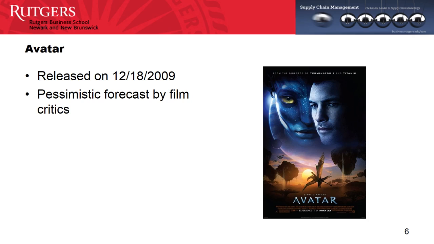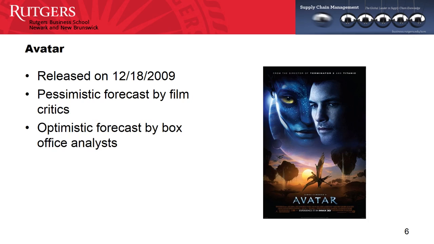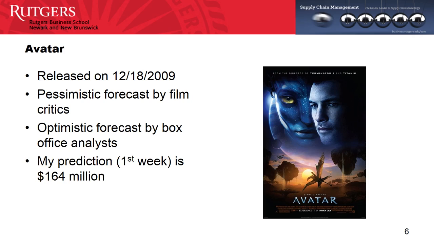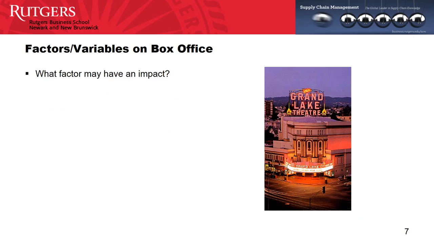Some film critics looked down on this movie due to its dark blue color. Some other box office analysts made actually quite an optimistic forecast. I'm not an expert in the movie business, but using box office data for movies released 10 years prior to Avatar, my forecast for the first week of Avatar is $164 million. The actual number is $137 million. I'm about 20% off. So, to make a good forecast, you may not need to be an expert in the movie business, but you must be an expert in data analytics.